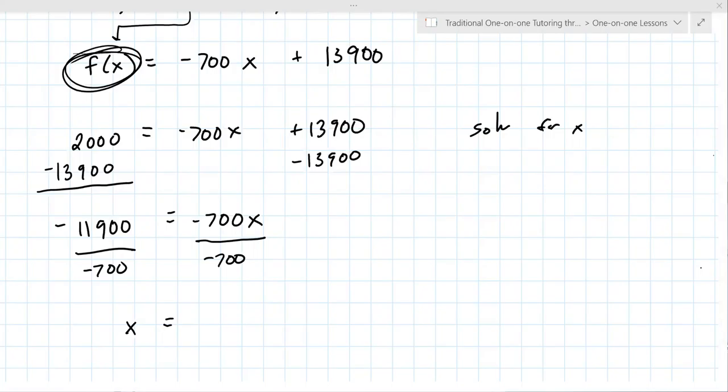11,900 divided by 700 equals 170, which I don't think is right. No, you didn't divide this properly. Would it be 17? Man, I don't know how I messed that up. 11,900 divided by 700. Give one more try here. All right. That's not the important part of the question. So, yeah, it is 17. Sorry. I must have missed.